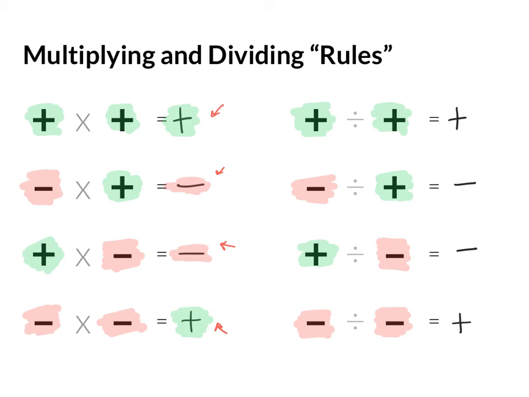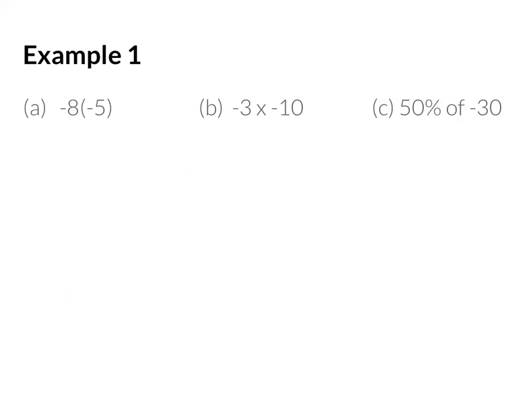Let's highlight those so we can pay attention to our patterns. I have positive and positive here, and I have negative and negative here. So you'll notice that the rules match up between multiplication and division. Let's show this mathematically. If I have -8 times -5, that's the opposite of 8 times -5, which gives me a +40. For B, I also have 2 negatives multiplied together, giving me a +30. And then for C, I have 50% of -30, or half of -30, which is a -15.